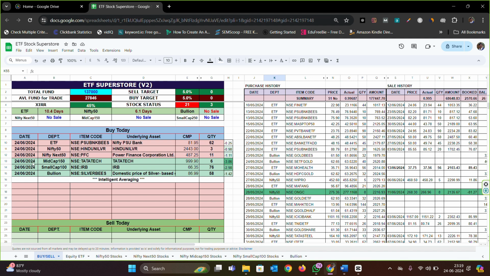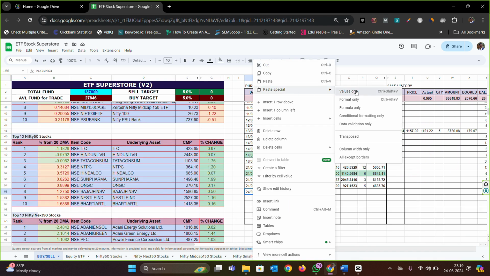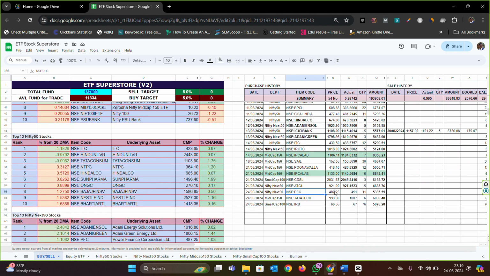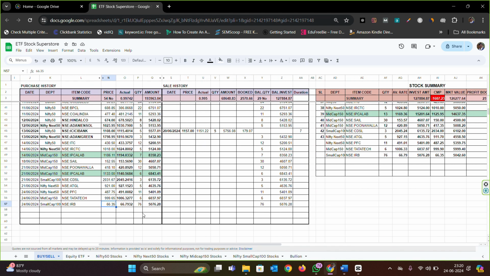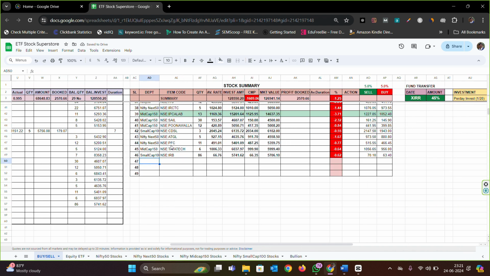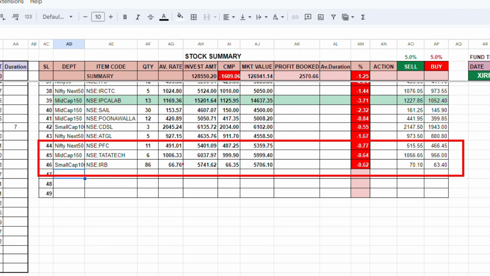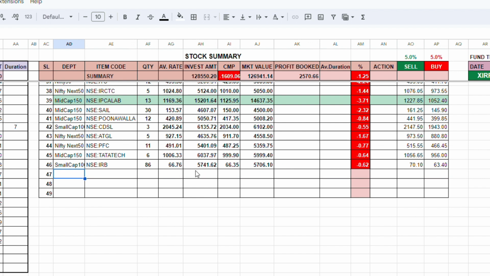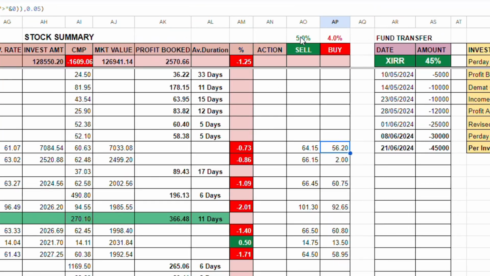After making your purchases, enter the data in the purchase history section. It's important to enter this data correctly. In the actual price column, include the brokerage and securities transaction tax (STT) as well. This ensures accurate tracking of your investments. Once you enter the purchase history, the new stock will automatically update in the stock summary section. Here, you can see the average purchase price of a stock, its target selling price, and the target buying price for dynamic averaging. Now, let's discuss our selling strategy.